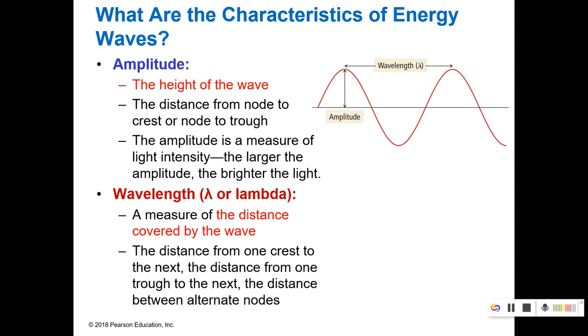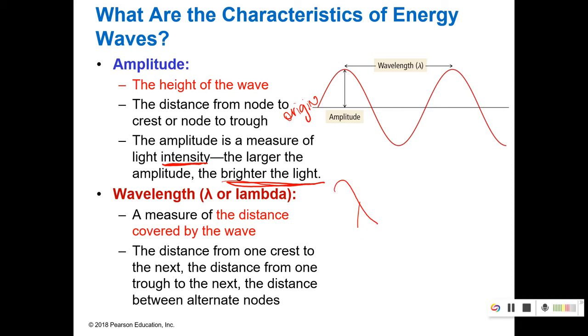The amplitude is the height of the wave, from the center of the wave, which is normally called the origin, to the top or bottom. Also, amplitude shows us the intensity or how bright it is, the light.